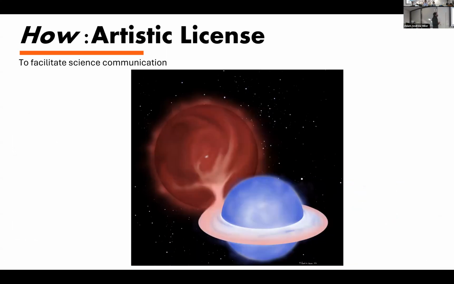I also want to talk a little bit about artistic license. This is a painting that I made. It was one of my first visualizations of a science topic, way back in grad school, or maybe right after I finished grad school. This was meant to show a blue straggler star being formed by accreting material from a red giant. And what you eventually end up with is a white dwarf.